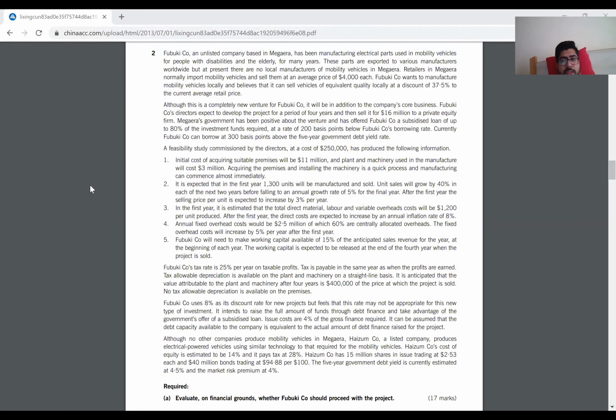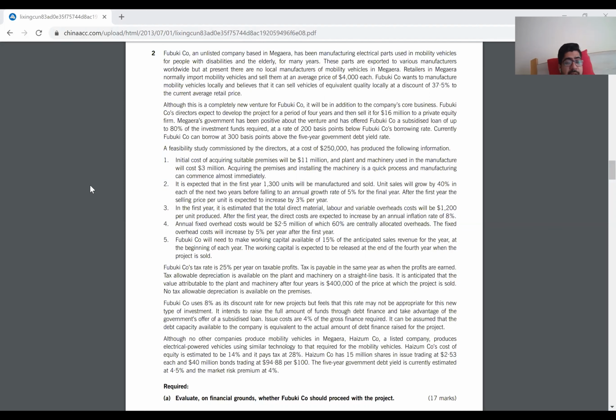So the question is: Fubuki Company, an unlisted company based in Megara, has been manufacturing electrical parts used in mobility vehicles for people with disabilities and elderly for many years. So Fubuki is an unlisted company. These parts are exported to various manufacturers worldwide, but at present there are no local manufacturers of mobility vehicles in Megara.